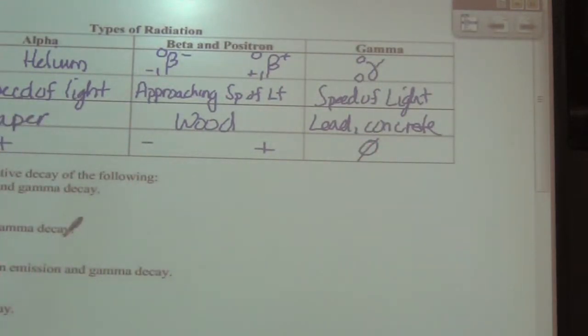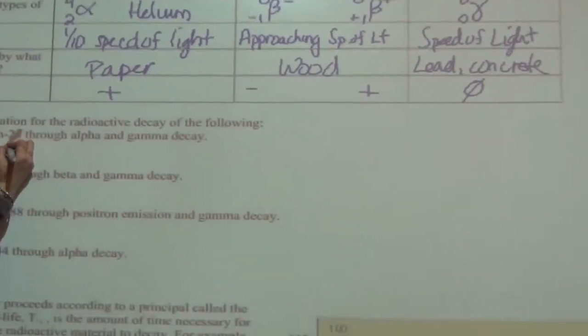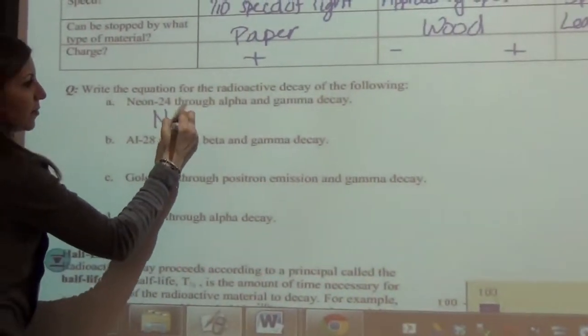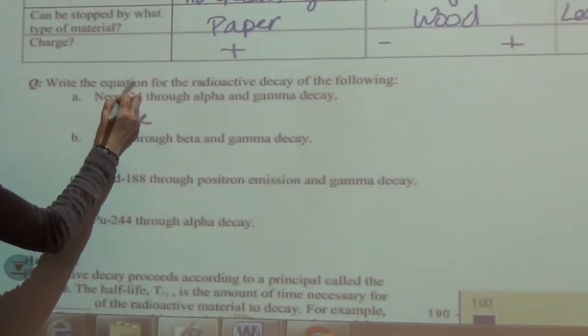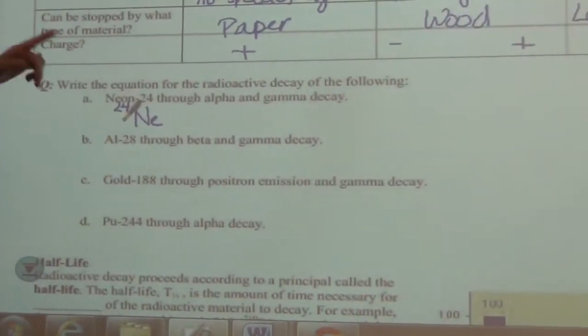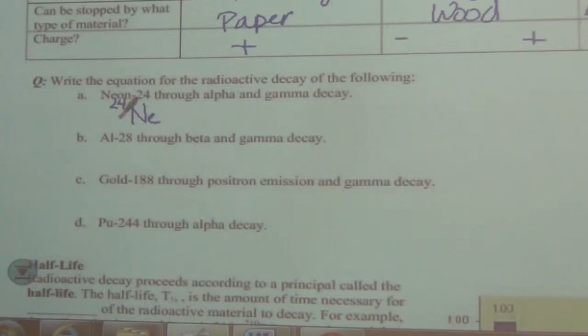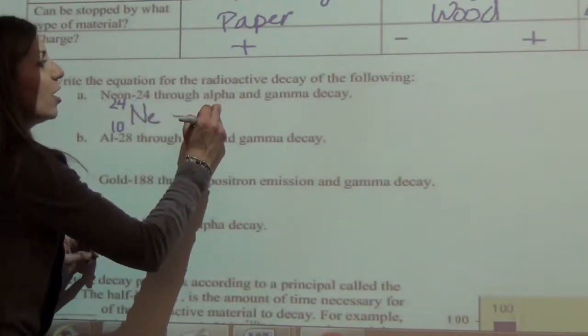Okay, so let's try 4 of these. All right. So we're going to get neon 24. So it's going to be written as Ne with a 24 on top. And then find neon on your periodic table. And what is the atomic number for neon? 10. Going through alpha and gamma. So what do I write next? The arrow. The arrow comes next.